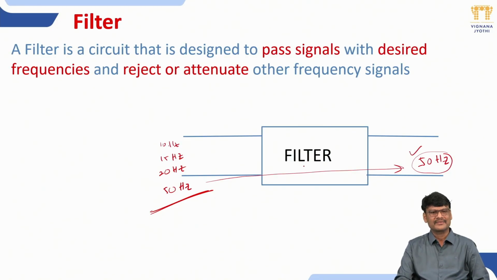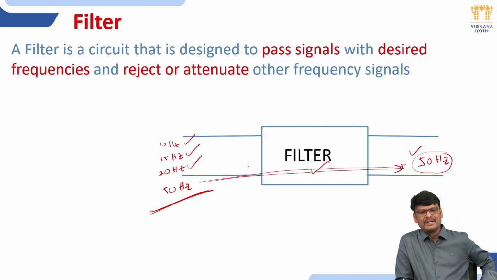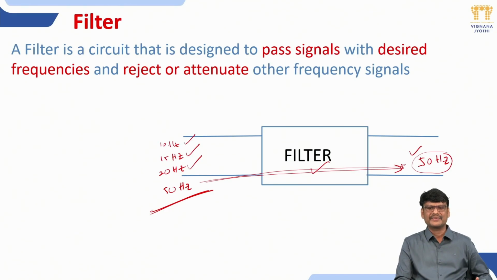So if you go to the filter definition, a filter is a circuit that is designed to pass signals with a desired frequency and reject or attenuate other frequency signals. Now out of 4 signals, this filter circuit allows only 50 Hz, as this is desired, and it rejects or attenuates the 10 Hz, 15 Hz, and 20 Hz frequency signals. So this is the simple definition of filter. It passes the signals with the desired frequency and rejects, attenuates or stops the other frequency signals. Now this is called the filter definition.